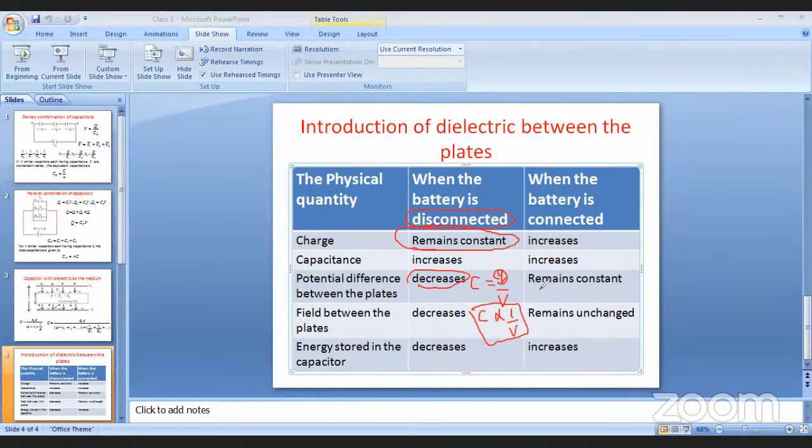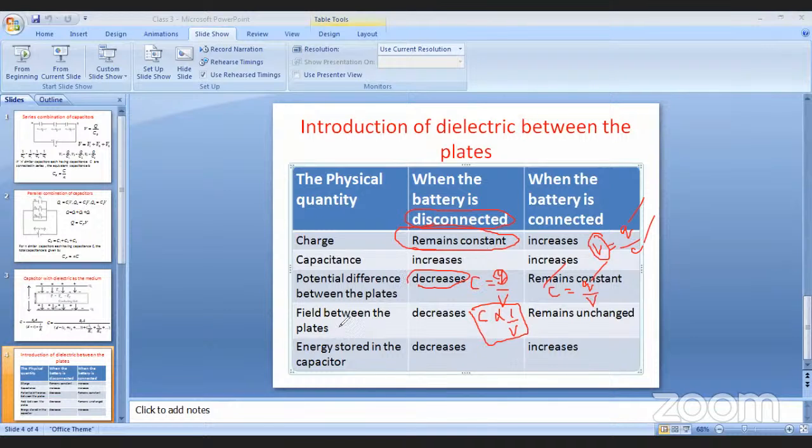What will happen in the second case, when the battery is connected? What will happen to the potential difference? It remains constant. Here also you can apply the C equal to Q by V formula. The charge increases and the capacitance value also increases. That means V equal to Q by C, so the numerator increases and the denominator increases proportionately, so that the ratio V remains constant. That's why the potential difference between the plates remains constant when the battery remains connected.